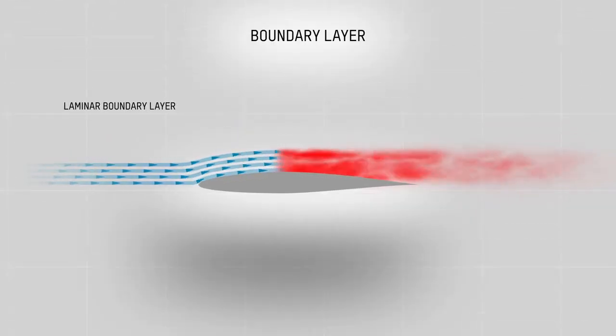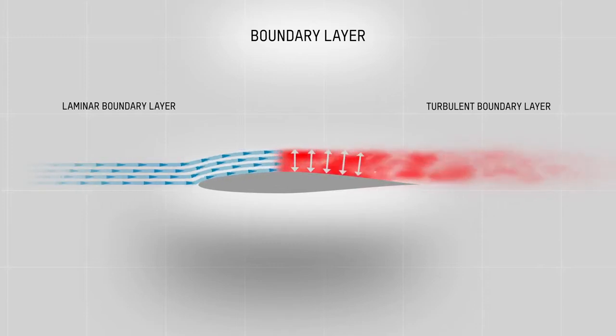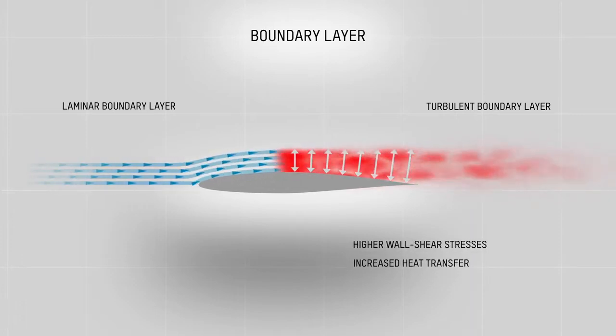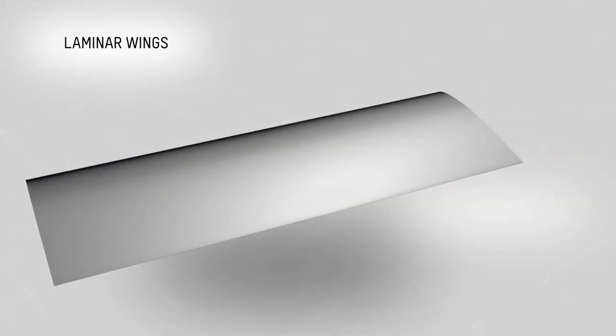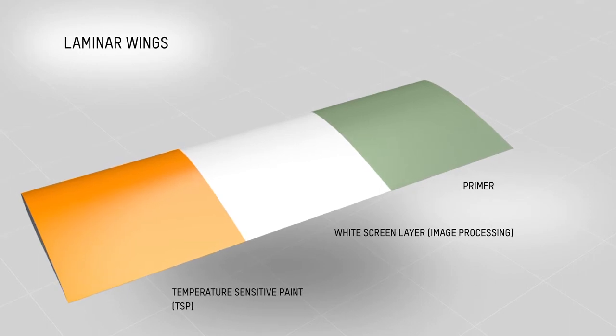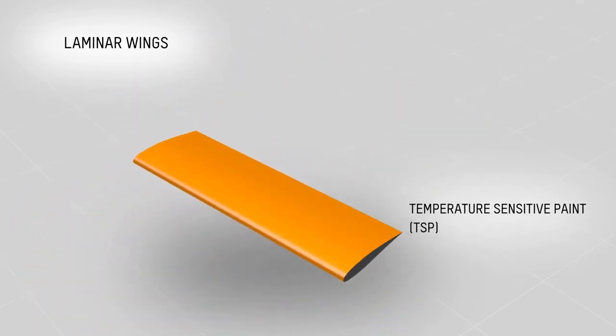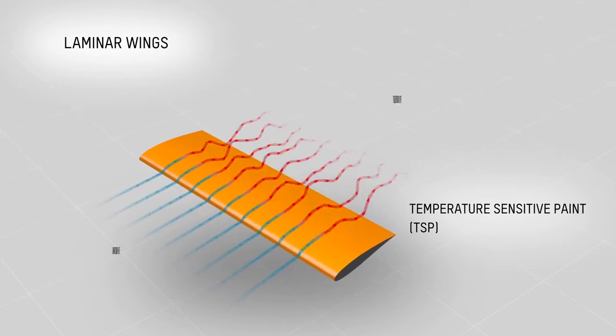Compared to a laminar boundary layer, the turbulent one exhibits an intermittent momentum exchange perpendicular to the main flow direction. The resulting increased surface friction is linked to higher wall shear stress and an increased heat transfer. The key feature for the aerodynamic quality assessment of laminar wings is the localization of laminar and turbulent boundary layer flow regions by using the capability of temperature-sensitive paint, TSP.